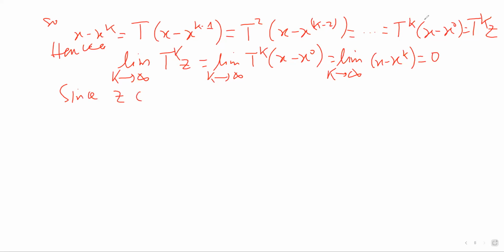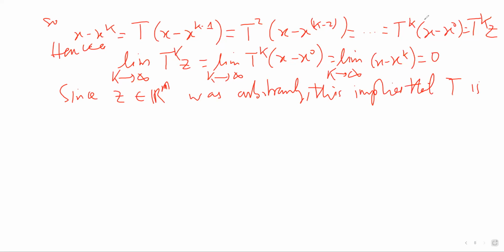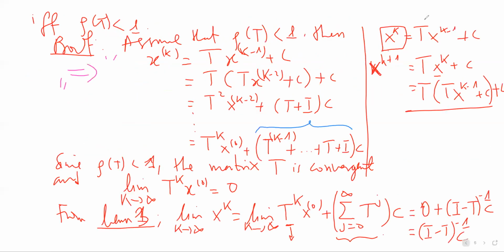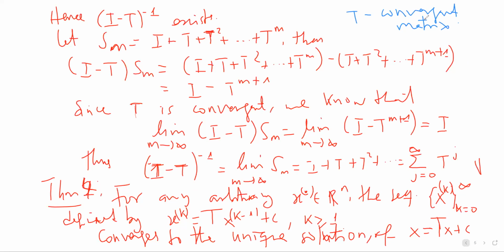So z in Rn was arbitrary. This implies that T is a convergent matrix and the spectral radius is less than 1. So, this ends the proof. Let me also go here. This also ends the proof here.